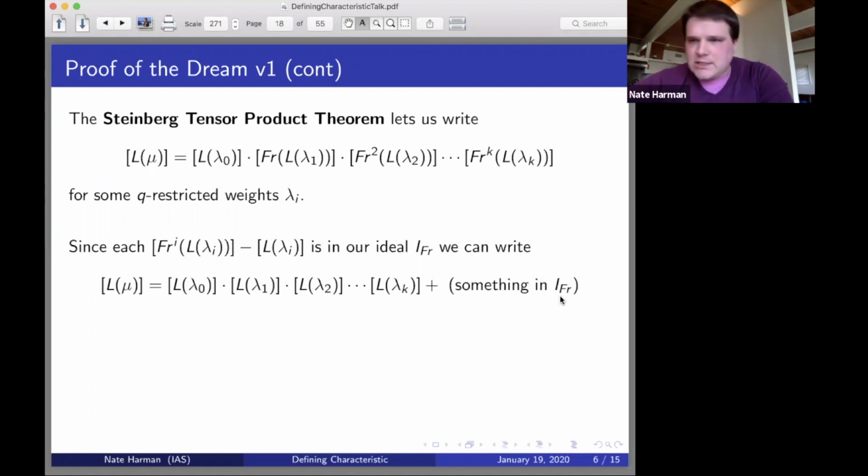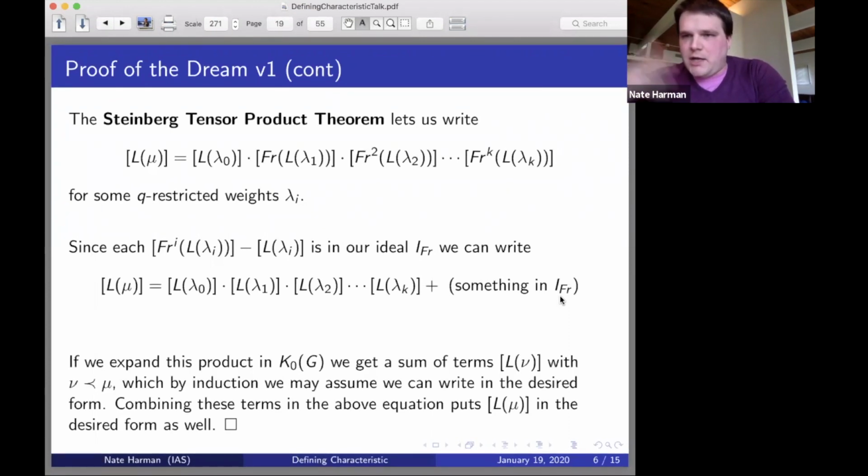And this is still not quite what we want. I want to write it as just a sum of things of this form. But now the point is we can just repeat this process, right? Each one of these terms I'm multiplying together is smaller than the corresponding Frobenius twist that I was previously multiplying together. So we can do induction on the weight lattice: if we decompose this product, all of the terms that appear in the product are smaller than the thing that we started with. So by induction, we can write all of them in the form we want.